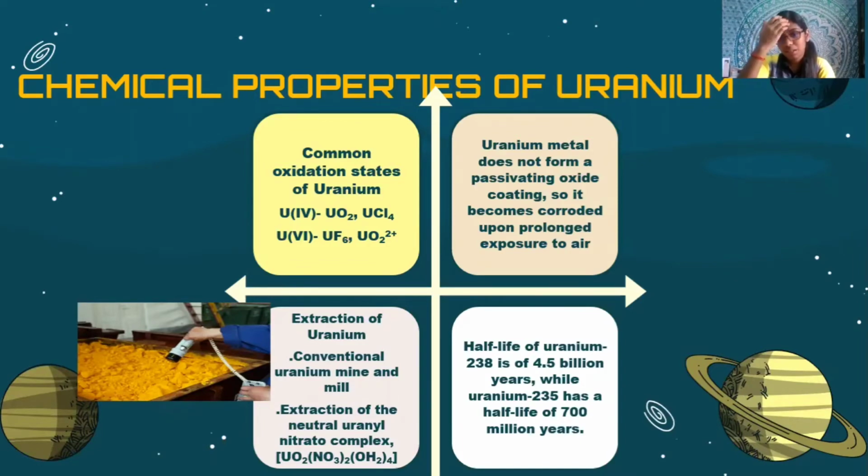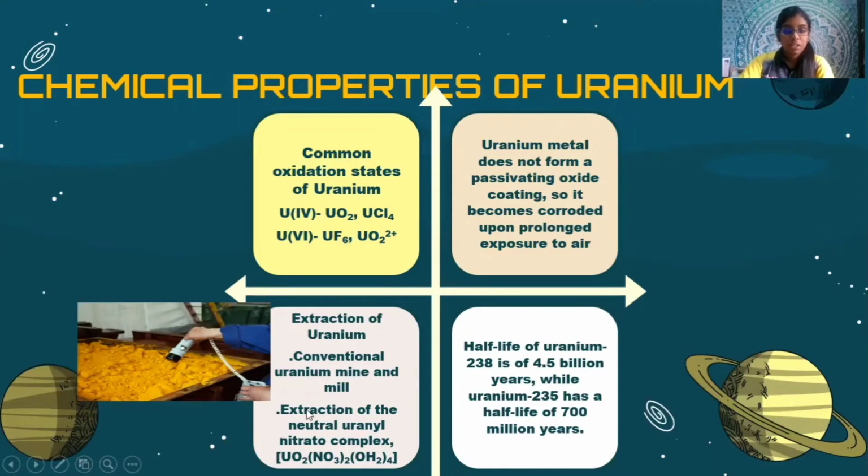Uranium can be extracted by using a conventional uranium mine and mill. Uranium ore will be extracted from the earth by using an underground shaft. It will then be transported to a mill where it will be crushed and undergo chemical reactions to separate the uranium. The uranium will then be concentrated to form yellow cake. As can be seen from the image here, it is yellow in color, which suggests the name yellow cake, and this is basically uranium oxide.